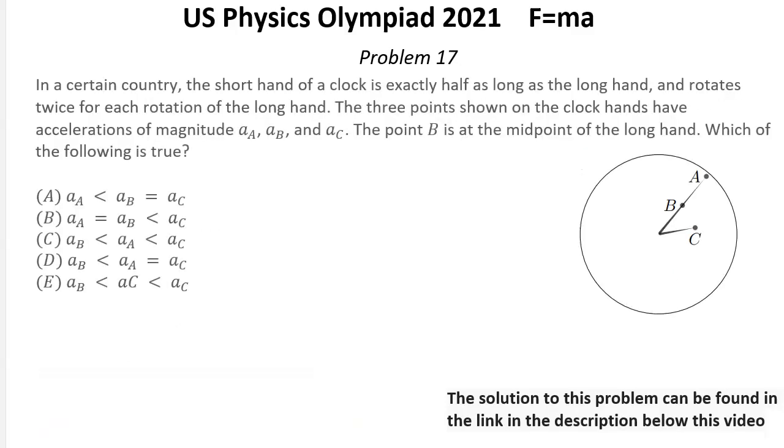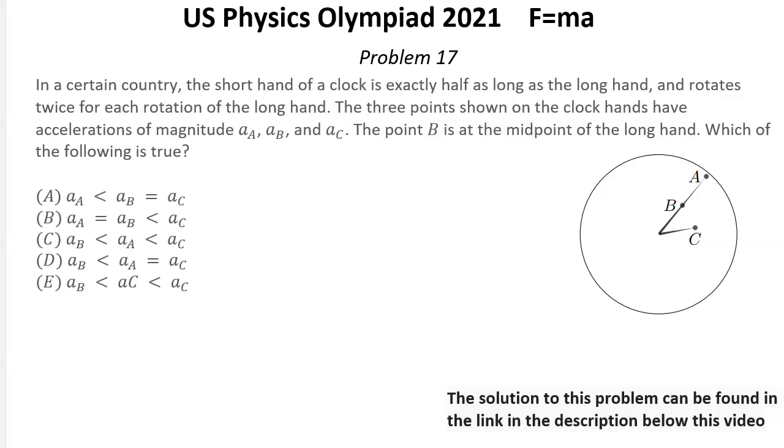Problem number 17. In a certain country, the short hand of a clock is exactly half as long as the long hand and rotates twice for each rotation of the long hand. The 3 points shown on the clock hands have accelerations of magnitude AA, AB and AC. The point B is at the midpoint of the long hand. Which of the following is true? Solution for problem number 17.